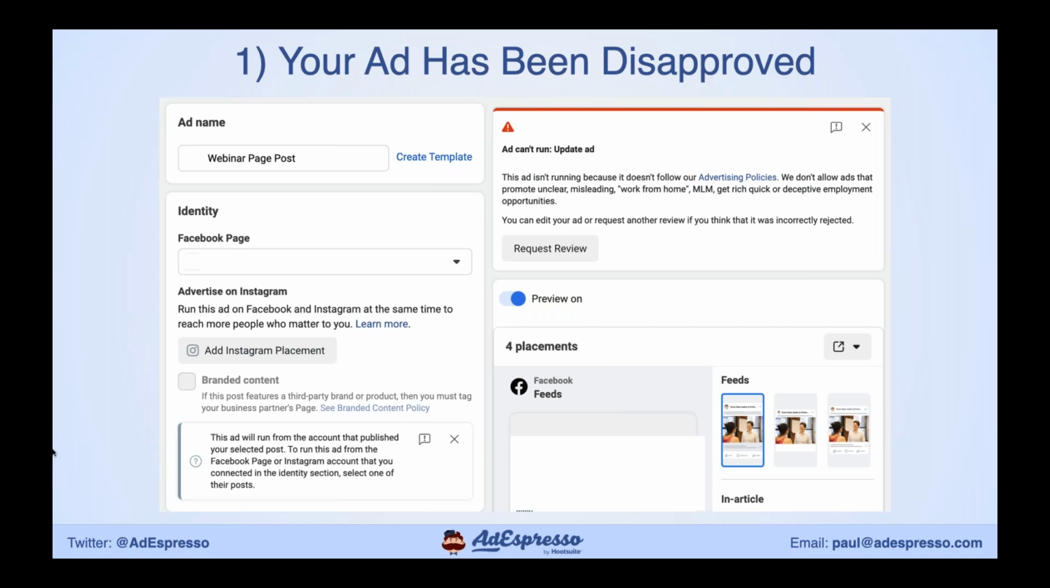It's amazing, it's so simple, but sometimes ads aren't running just because they've been rejected, and it's not always clear when you're just in Ads Manager. You sometimes need to dive into the ads level.